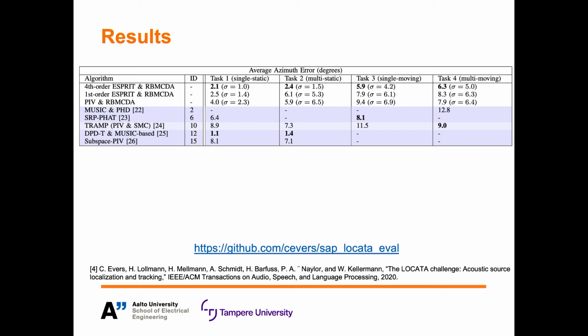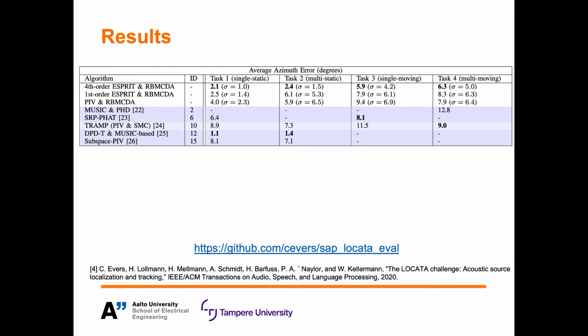And here are the results for the target direction error on the horizontal plane. The highlighted algorithms indicate the results for the original submissions to the challenge. Task 1 involved sound scenes that comprised only a single static source, while Task 2 involved multiple static sound sources. Task 3 then involved a single moving sound source, while Task 4 had multiple moving sound sources.